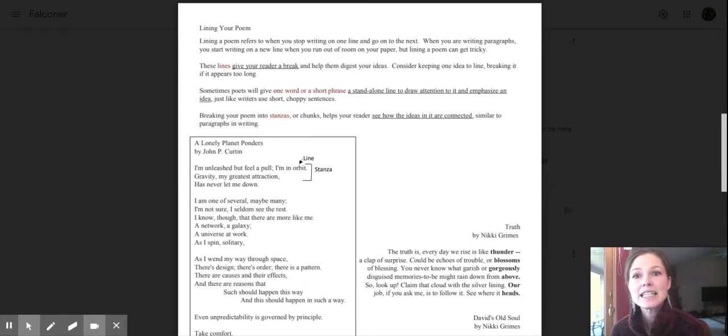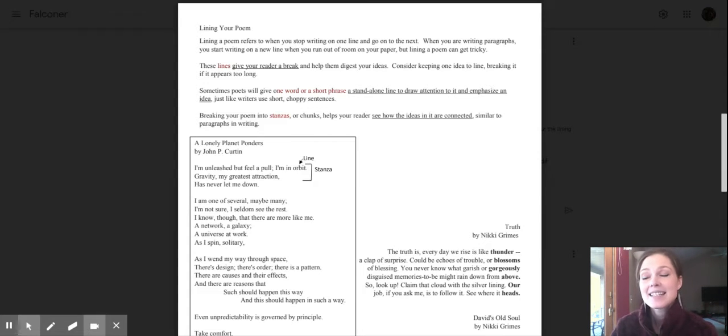So keep one idea to a line, and you can break it if it starts to get a little bit too long. And the good news is there is no grammatical rule for this. You break it where you think you need to break it. But again, we don't want them to get too long. Sometimes poets will give a one word or short phrase a standalone line to draw attention to it and emphasize an idea, just like we use short, choppy sentences at the beginning of the school year.